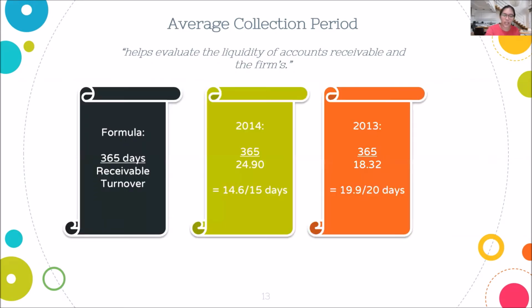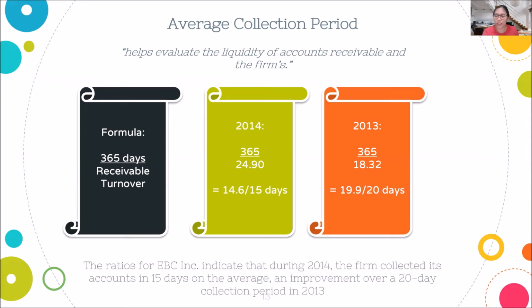So let's check. In 2014, the average collection period is 15 days, which is 5 days shorter than the 20 days in 2013. So the ratios indicate that during 2014, the firm collected its accounts in 15 days on average, which is an improvement from 2013. But class, there's something I want to point out here. Let's say that it's good that there was already improvement.